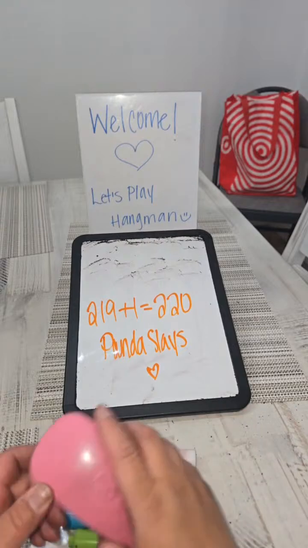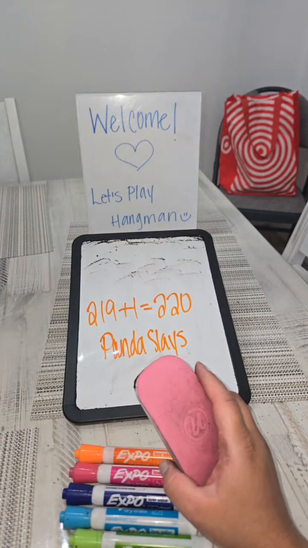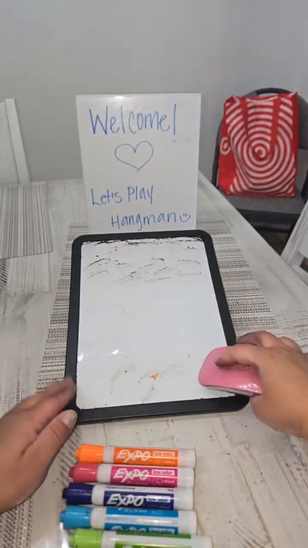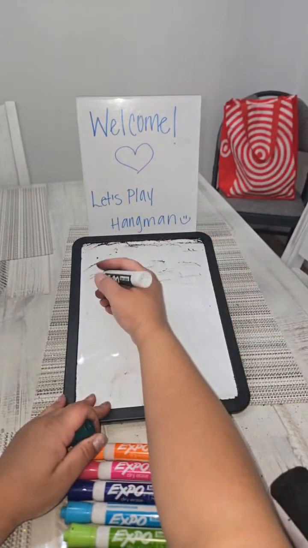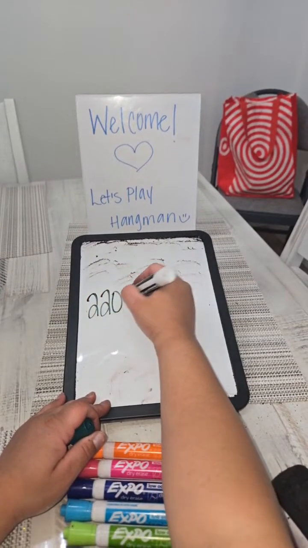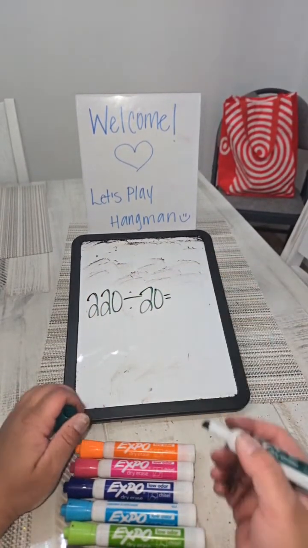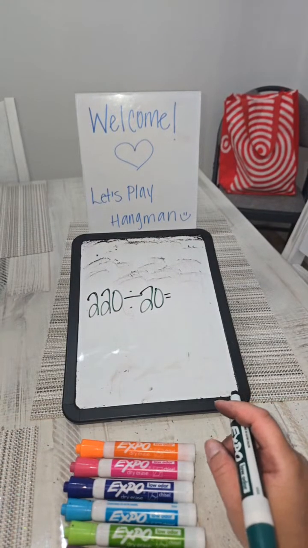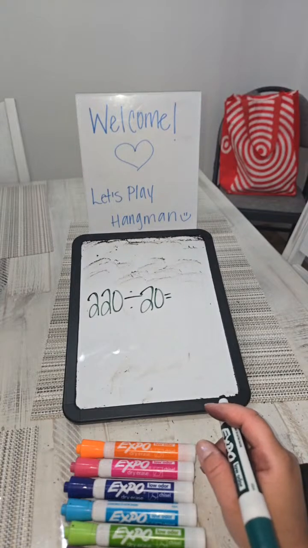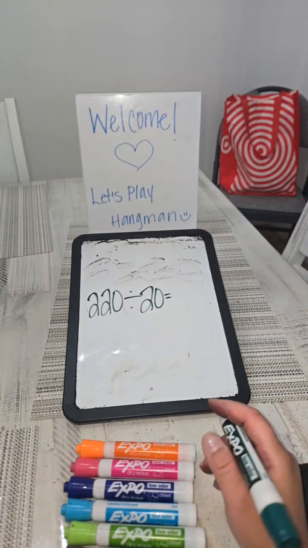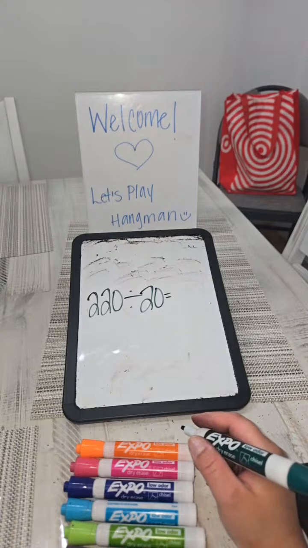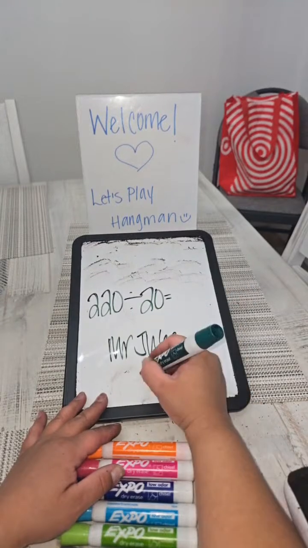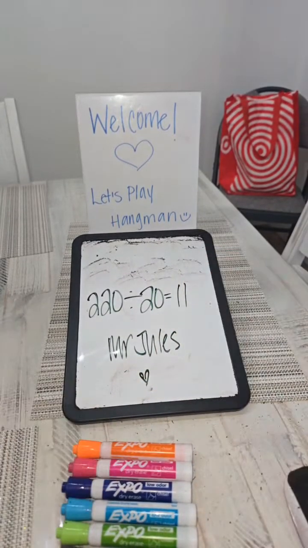All right. What is 220 divided by 20? 220 divided by 20. Mr. Jules said 11.